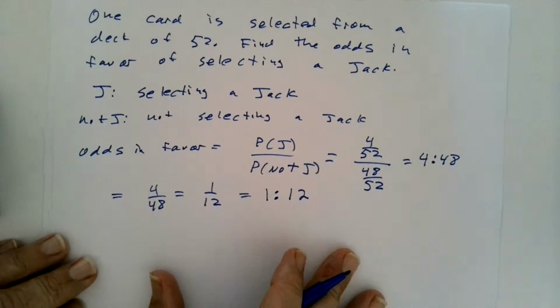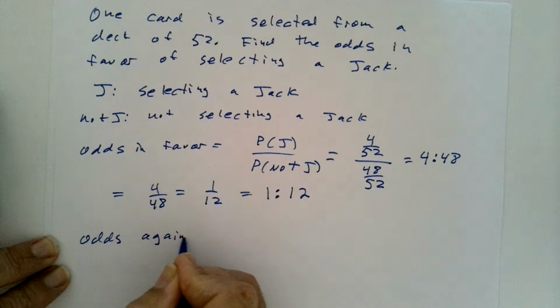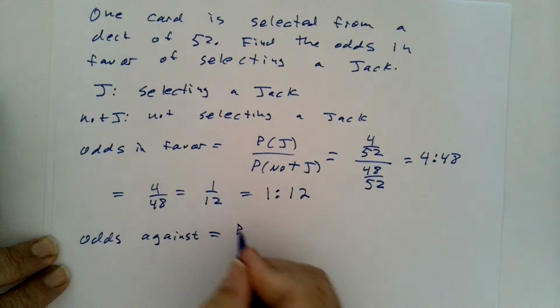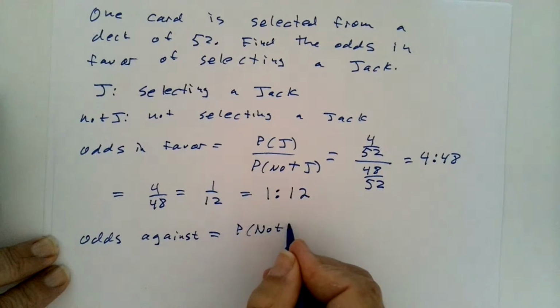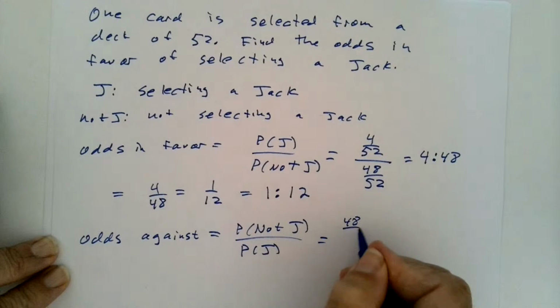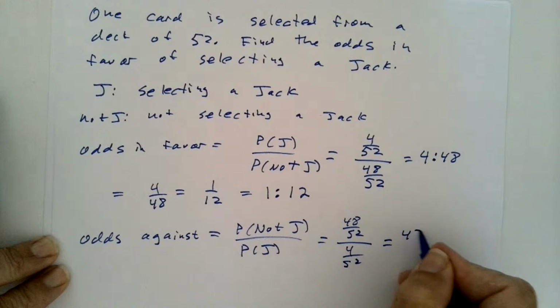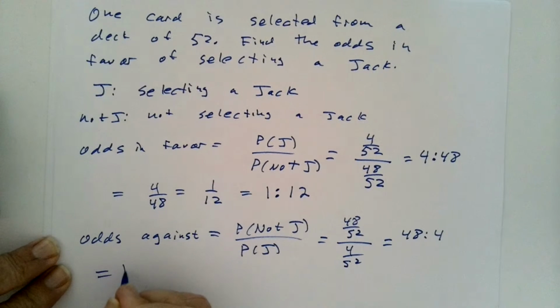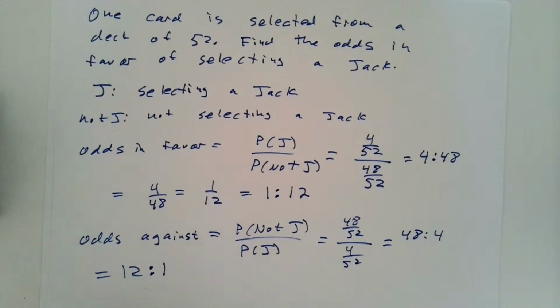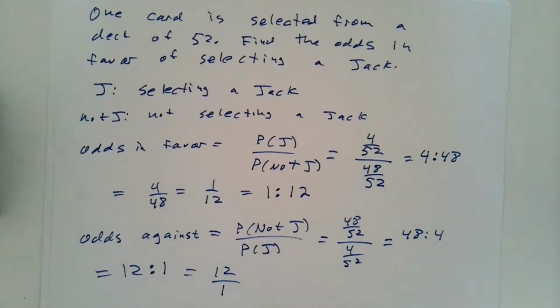The odds against, just the reciprocal of that, are the probability of not J divided by the probability of J. So 48 out of 52 divided by 4 out of 52. So we get 48 to 4, which is 12 to 1. You certainly don't want to just say 12. You always want to express odds in terms of a fraction. Frankly, I prefer the ratio form, but as a fraction, you can say that the odds against are 12 to 1 that you are going to select a jack.